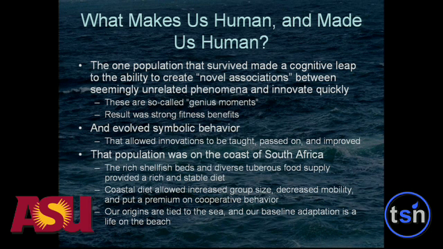I think that population was on the coast of South Africa. The reason is that the rich shellfish beds that we find there and the super diverse tuberous plant foods provided a rich diet of protein and carbohydrate during this grim climate crisis. Coastal diet allowed increased group size, decreased mobility, and put a premium on cooperative behavior. Our origins are tied to the sea, and the baseline adaptation is life on the beach.